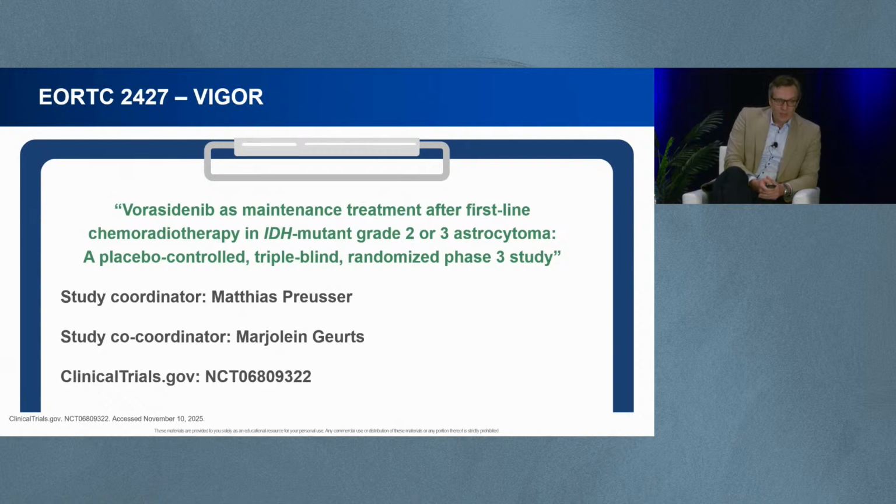In the VIGOR trial, the EORTC trial, we will look at maintenance treatment of vorasidenib after first-line chemoradiotherapy for IDH-mutant grade 2 or grade 3 astrocytoma. We call this trial the VIGOR trial.